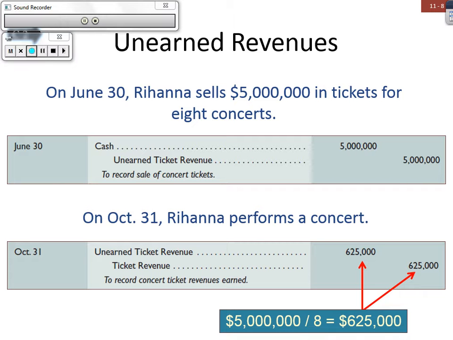So she received 5 million cash for tickets sold for her concerts. Notice when she performed one concert, then she earned 625,000. But what they're trying to show you is that 5 million divided by 8 concerts equals 625,000 per concert. So when she actually performs the concert, we take it out of unearned revenue, we put it into revenue. That's what this journal entry is for. The top journal entry is to show the unearned revenue total of 5 million. Every time she does a concert, you would record this journal entry at the bottom, taking that 625,000 out of the unearned revenue account by debiting it and crediting ticket revenue.